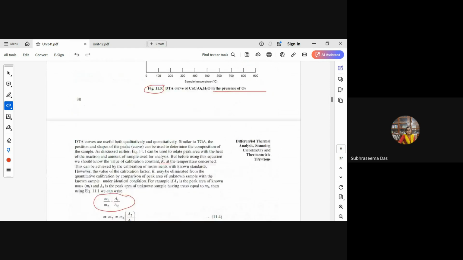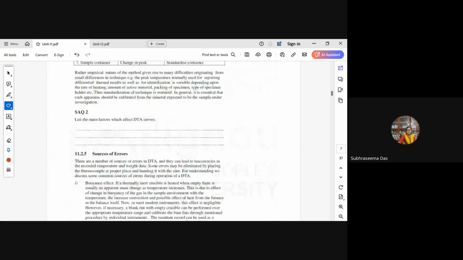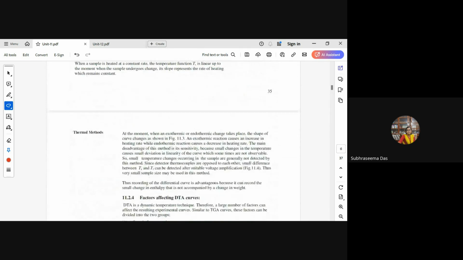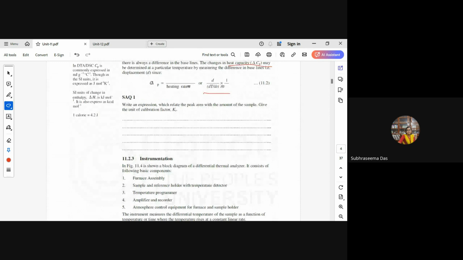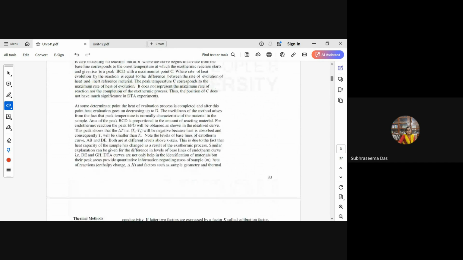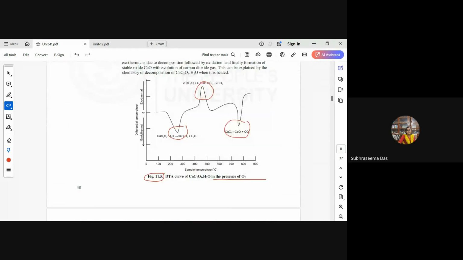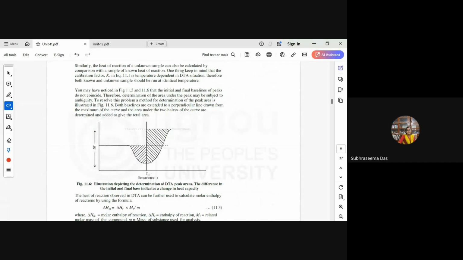If we look into figure 11.3, that is shown here, which represents a characteristic DTA, we find that the baseline should always be constant during the DTA measurement. Here in figure 11.6, we notice that the initial and the final baselines do not coincide. Therefore, the determination of peak area might be difficult.